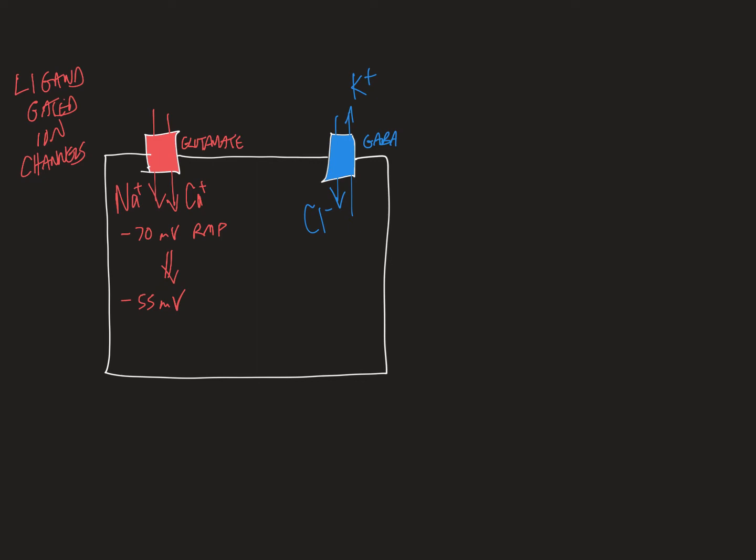And this is called an EPSP, which is an excitatory postsynaptic potential. We don't use that word much.